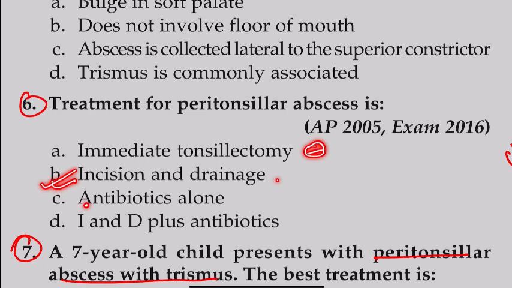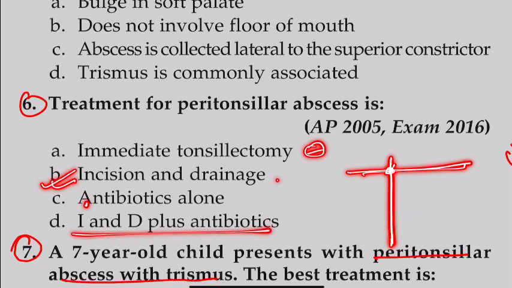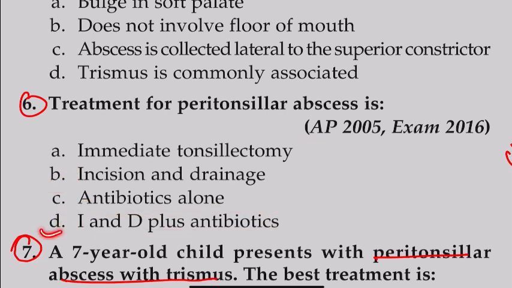In which we make an incision at the site of a horizontal line through the base of uvula, right, to the line along the anterior pillar. From the anterior pillar there is a vertical line, and the horizontal line is at the base of uvula. So at this junction of the vertical line along the anterior pillar and the horizontal line through the base of uvula, this is the point of incision and drainage. So here we do it. So incision and drainage along with antibiotic. I'm so sorry, here option number D is the right answer.